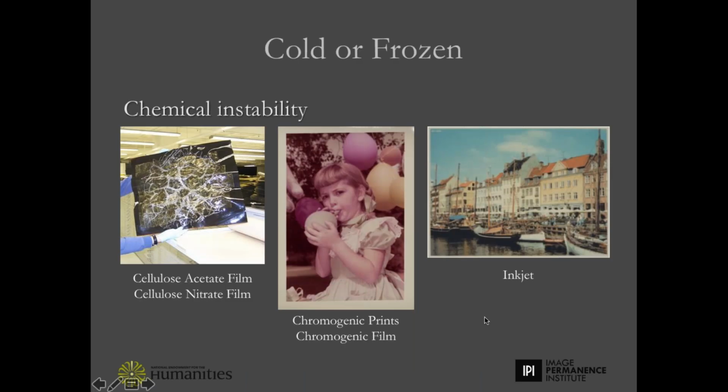Some photographs benefit from cold or frozen storage just due to their inherent chemical instability. With these materials, colder is better, freezing is best. The reason behind freezing relates back to that slide about temperature and kinetics. These chemical reactions are happening, right? They're inherently chemically unstable. Cold temperatures slow down the reactions significantly, and freezing them can actually halt the chemical reaction altogether in some cases, or nearly halt it anyway.